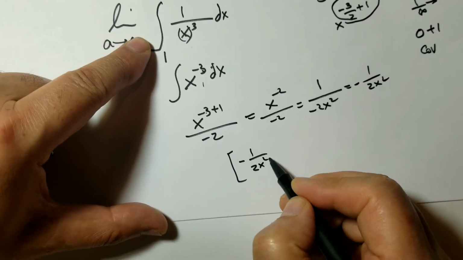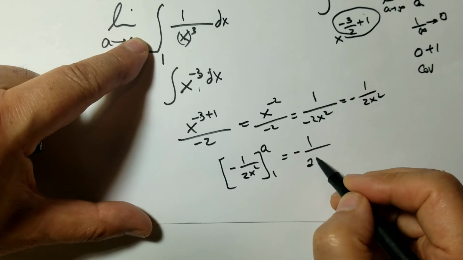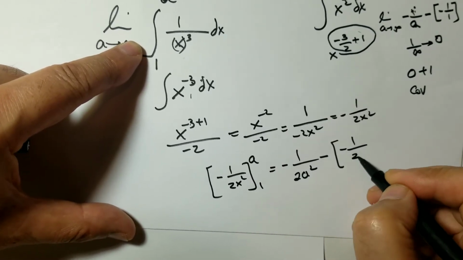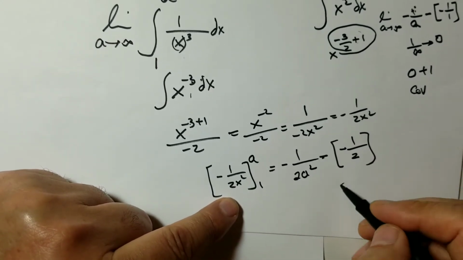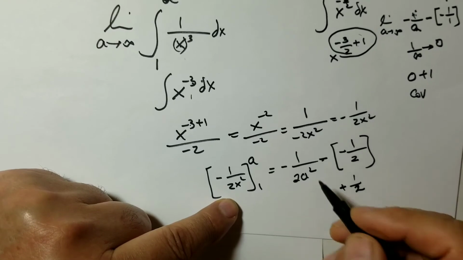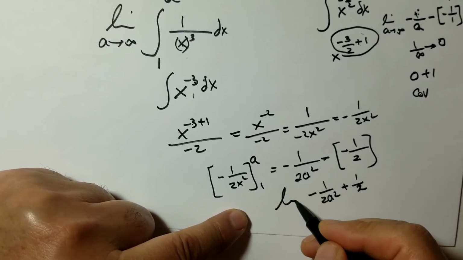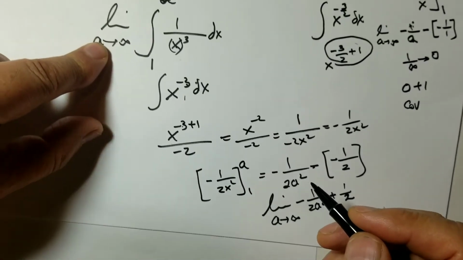-1 over 2x squared from 1 through a becomes -1 over 2a squared minus -1 over 2 times 1 squared. What is negative times negative? Positive. That's a plus half. But the other one is -1 over 2a squared. But right now you have to take the limit as a approaches infinity.